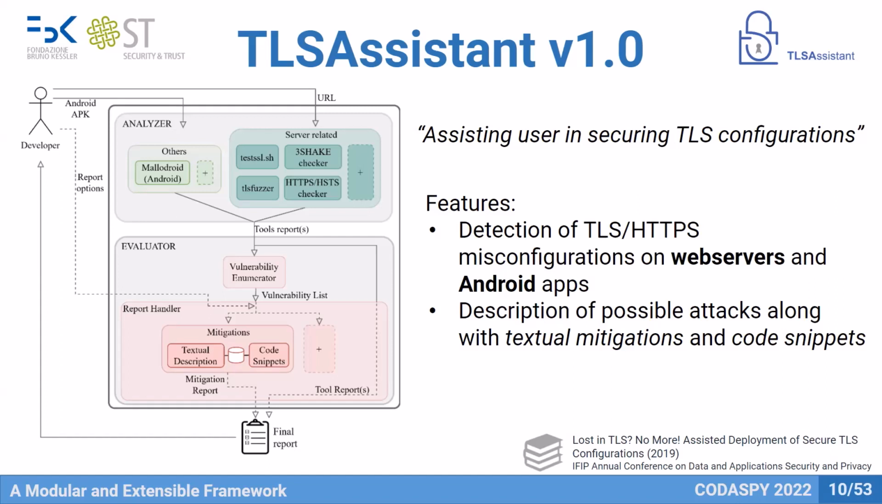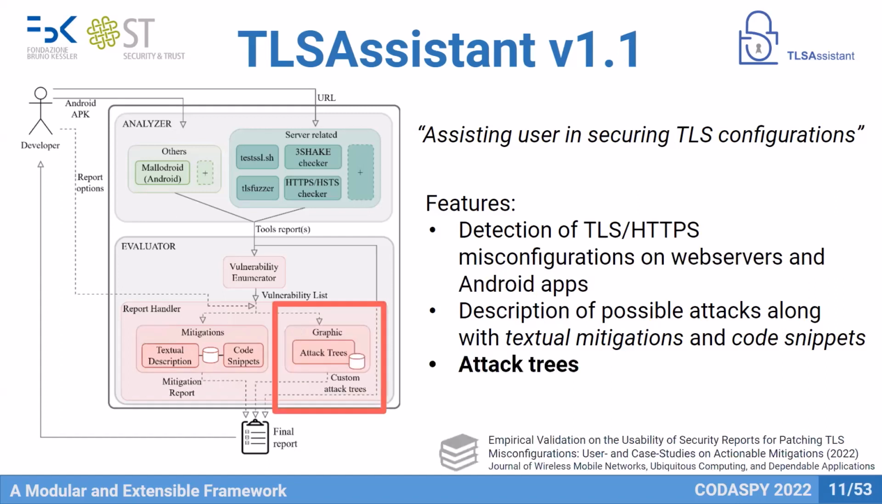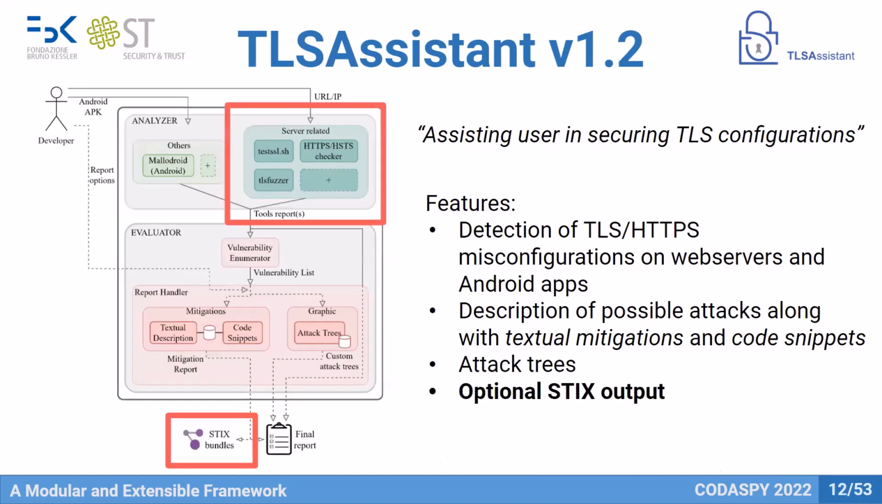Given this first promising version, we decided to upgrade and continue to work on the project, and we released the first major version that added the generation of attack trees, like the ones I showed you before. In this case, when you want the attack tree output, you will be presented with three attack trees for confidentiality, integrity, and availability, showing which attacks of the full set of attacks can be performed on your service. Then we added new web server analyzers for new vulnerabilities, and also the possibility to output in STIX, which is a way to share threat intelligence in a standardized way.